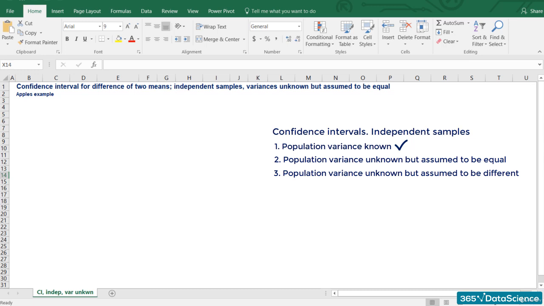Hi again. In the last few lessons, we've been focusing on confidence intervals. We'll do that here too. This lesson is about independent samples with variances unknown but assumed to be equal.